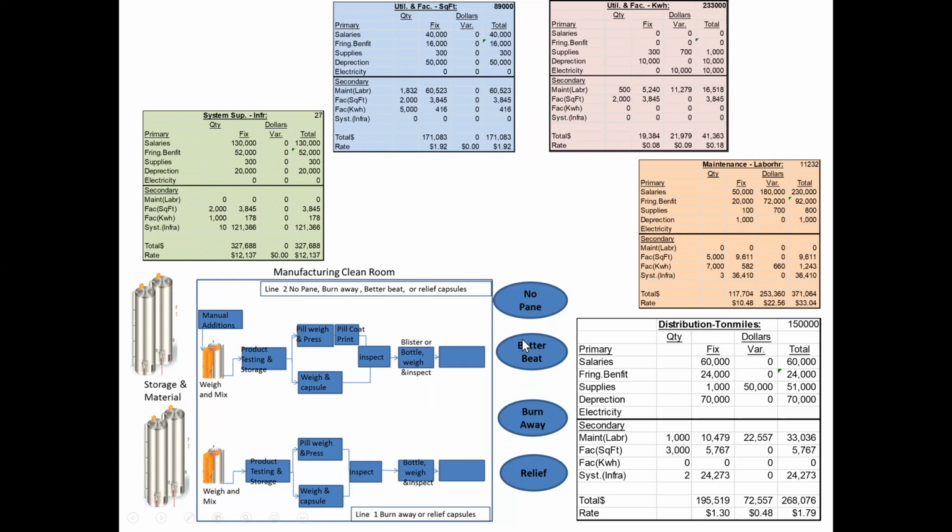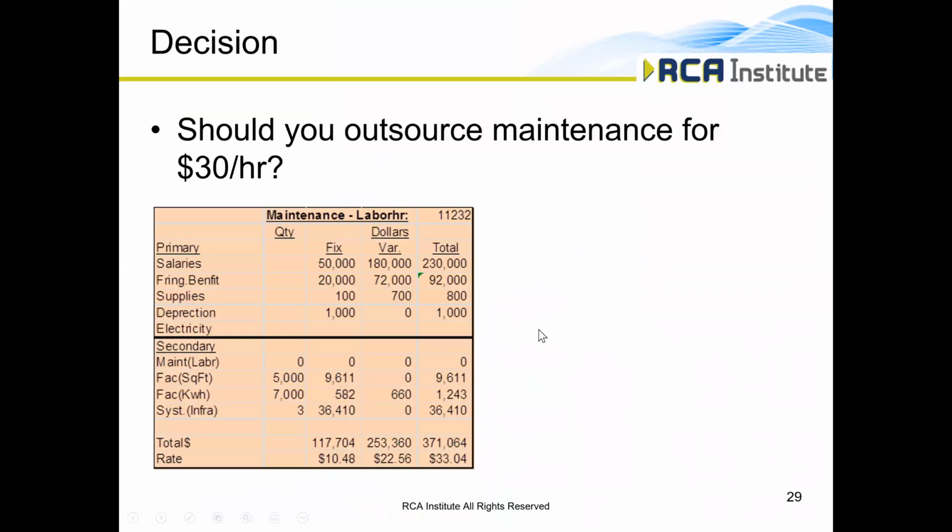Now, let's take a look at what one of these things means and how we use it. We'll use maintenance as the example here. So this is the solution for maintenance. And you can see, the question is, should you outsource maintenance for $30 an hour? Let's look. The first place we want to look is at the rate. Well, the total rate is $33.04. So that would tend to say, yeah, we might want to outsource maintenance.